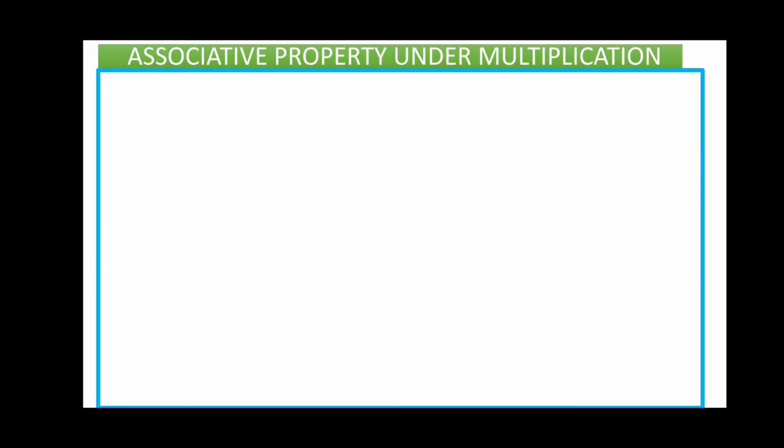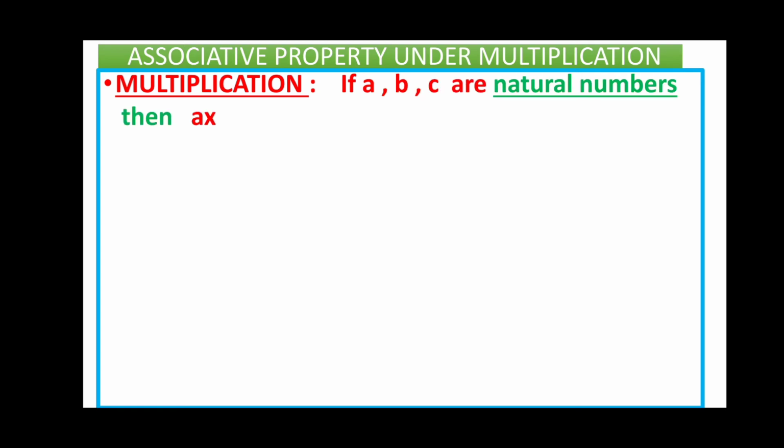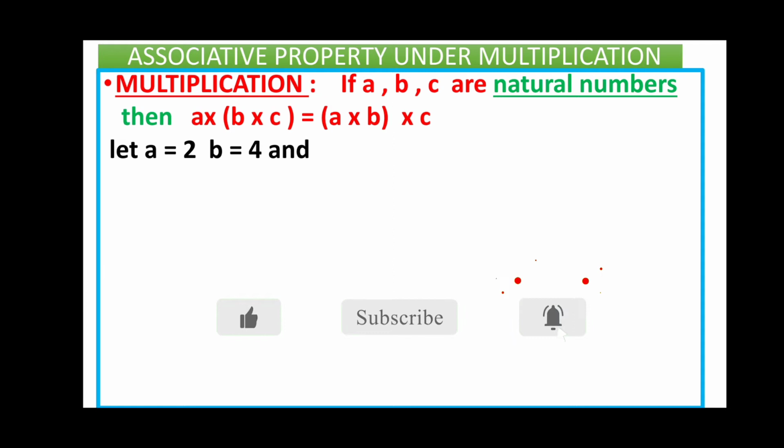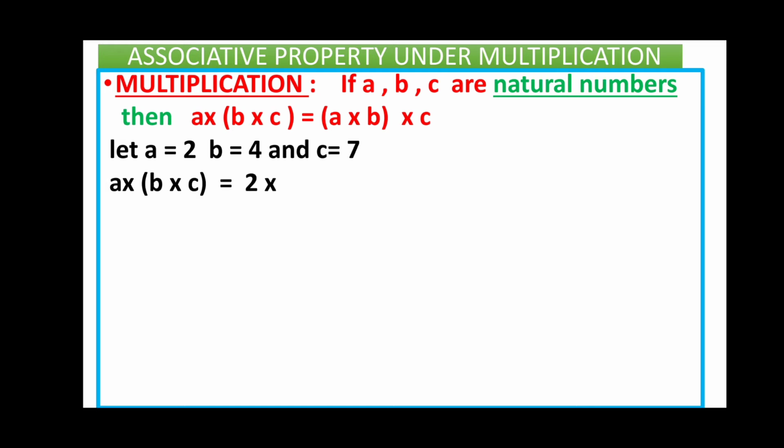Now let us see the associative property under multiplication. For multiplication, in the place of the subtraction symbol, the minus symbol, we have to substitute the multiplication symbol. That's it. If A, B, C are natural numbers, then (A × B) × C equals A × (B × C). Here I am taking A as 2, B as 4 and C as 7. It's your choice of taking your examples, as we already said. Now substitute these values in A × (B × C), which gives 2 × (4 × 7).